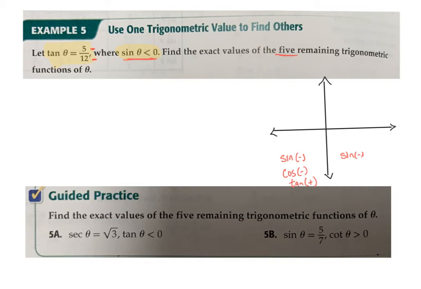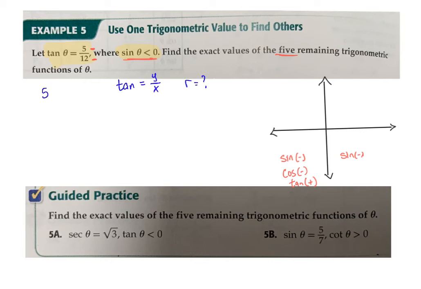They have given me y and x, right? They have given me tangent. Remember, on any angle, my tangent is y over x. What they did not give me is r. We don't know what r is. How do we solve for r when we have y and x? Pythagorean theorem, right?